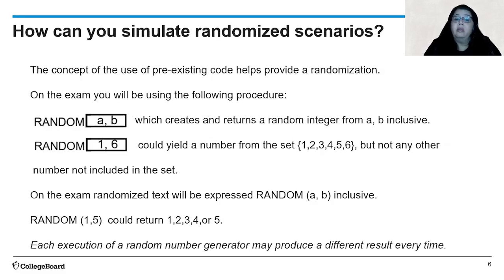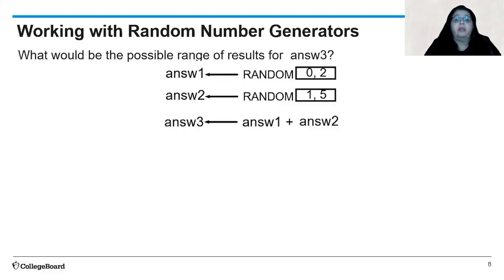Here's an example of a random piece of code in block form, 1 comma 6, and it's only going to return one of the numbers in the set 1, 2, 3, 4, 5, or 6. Another thing to emphasize is that this is discrete. Randomization will provide you one number at a time. So let's look at these examples.